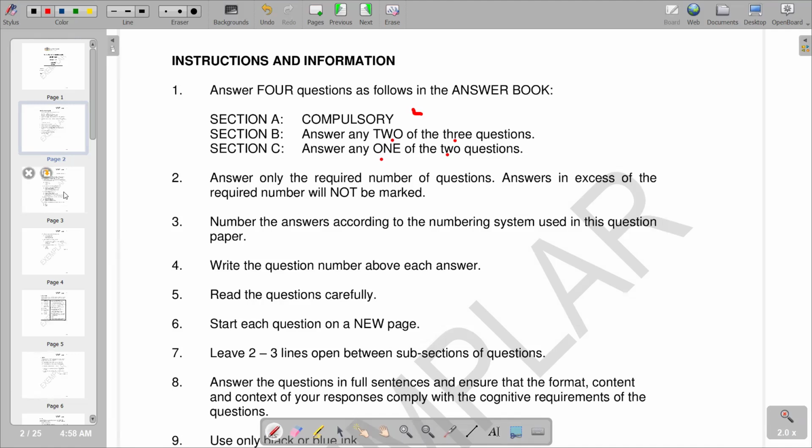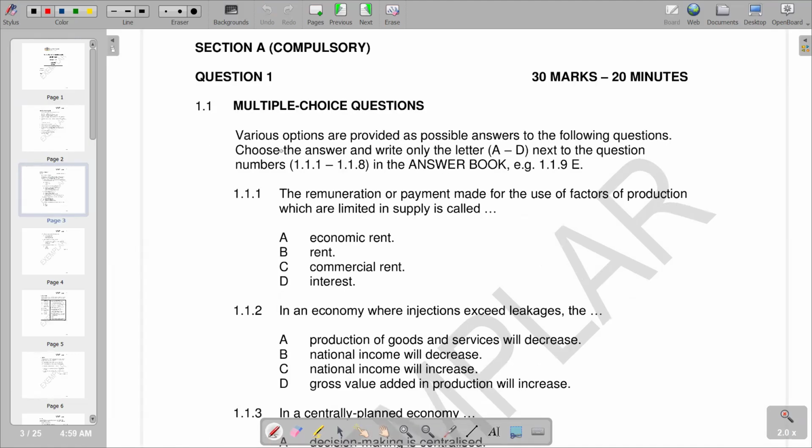So moving on to the first part of our question paper, which is Question One, we have the multiple choice questions. It reads: various options are provided as possible answers to the following questions. Choose the answer and write only the letter A to D next to the question numbers. We've got questions 1 to 8.